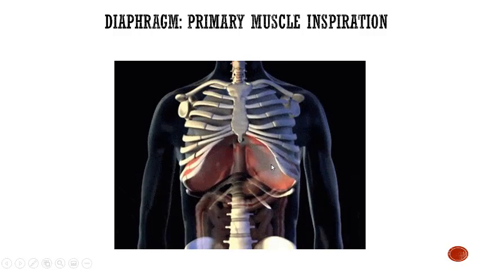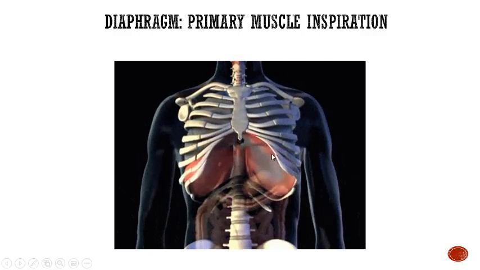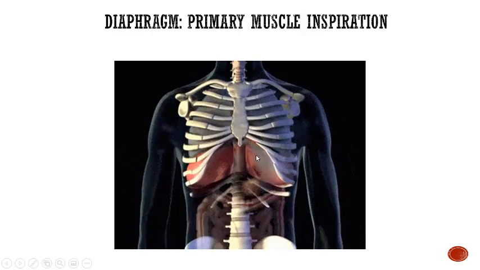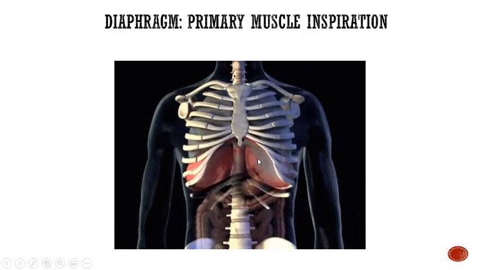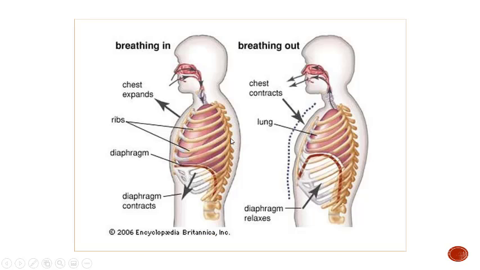You can see it here. It's this dome-like muscle that's located below your lungs, okay? And this is the motion that it makes. You can kind of see in this animation. This is another diagram that's going to show you the diaphragm placement, okay? And it specifically kind of shows the difference between breathing in and breathing out.